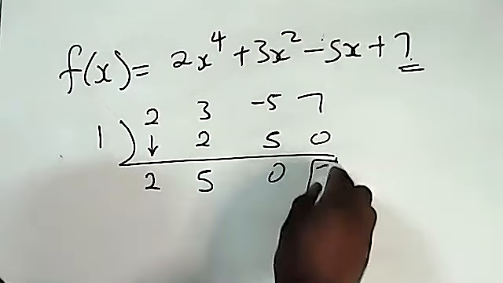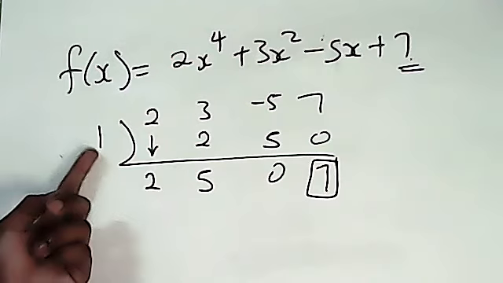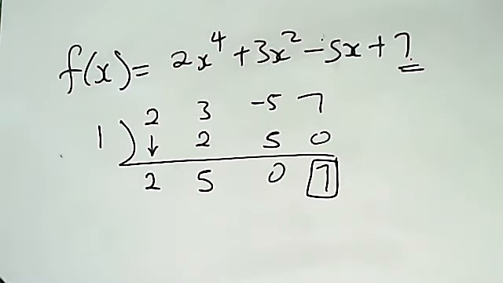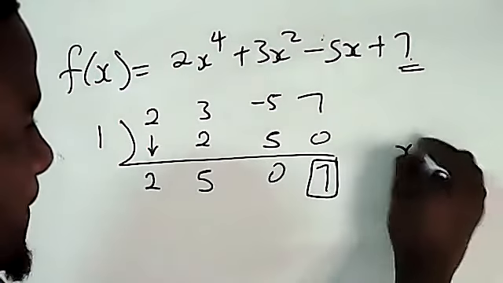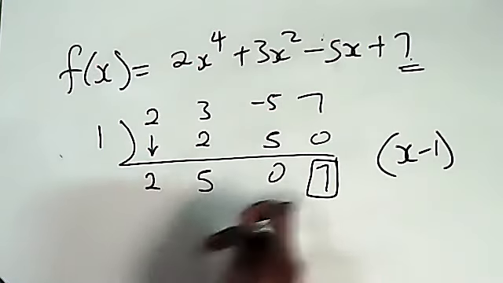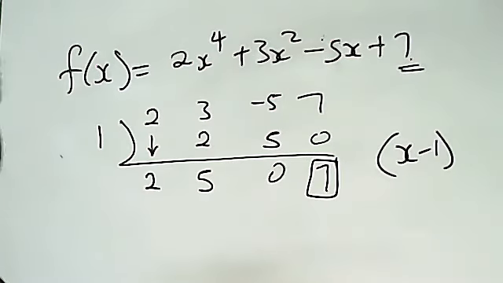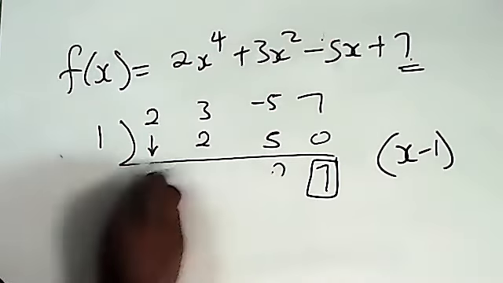Since the last one is not 0, and we want the last one to be 0, it means this is not a factor, right? When we substitute it, it doesn't give us 0. So what do we do? It means that 1 is out. We try another one.